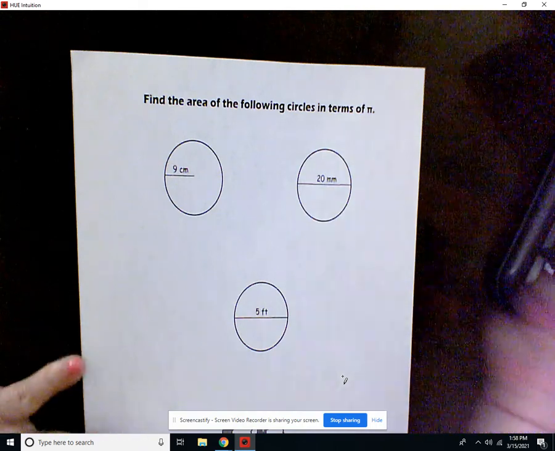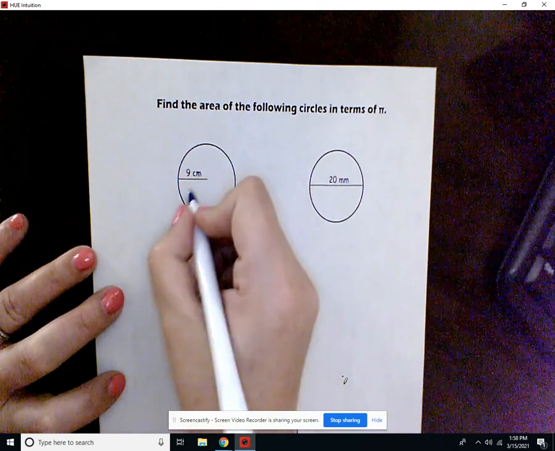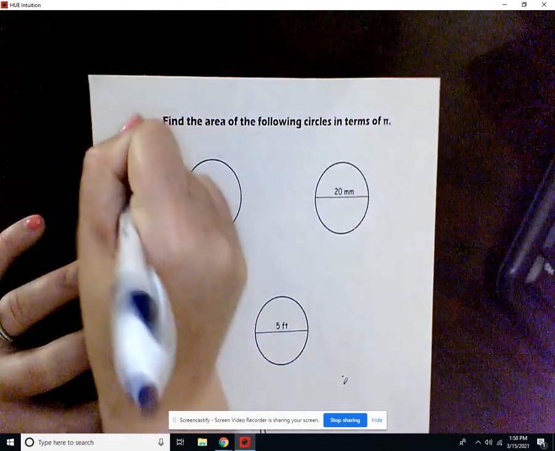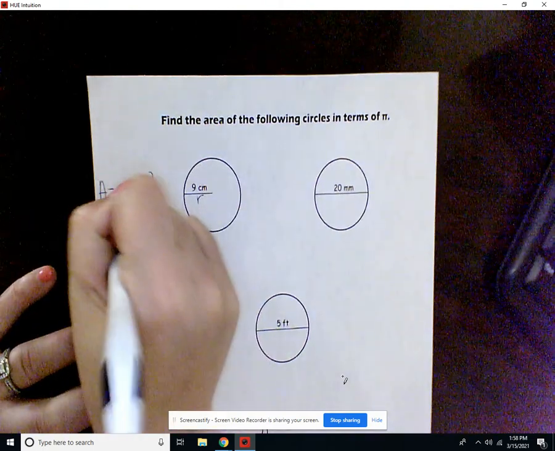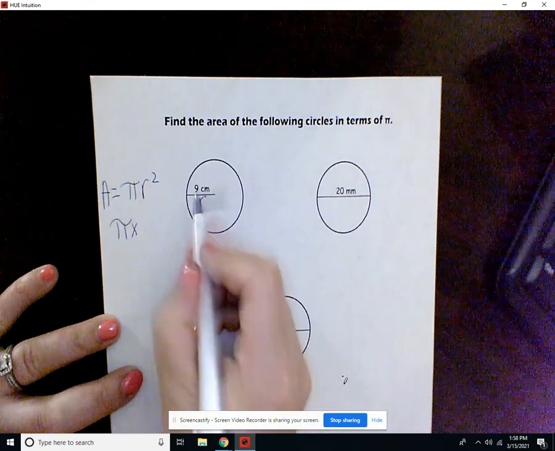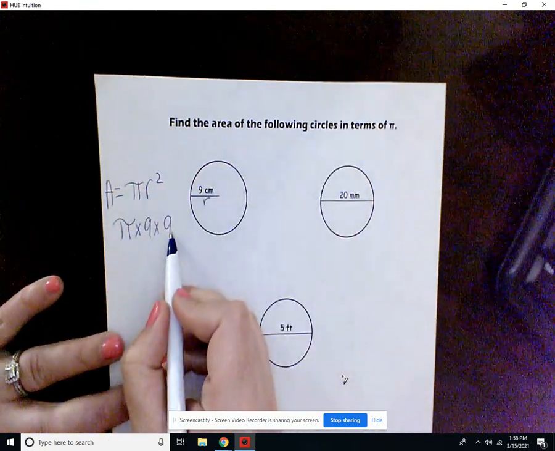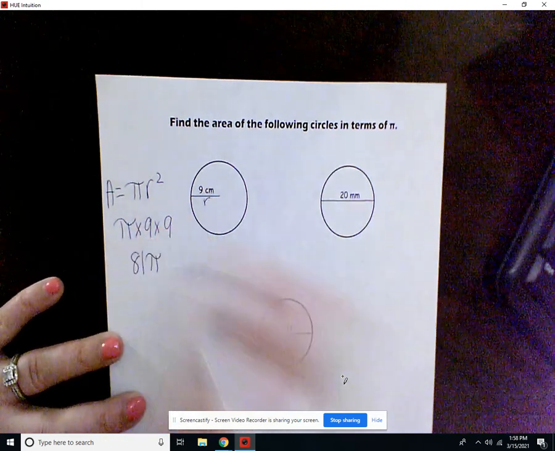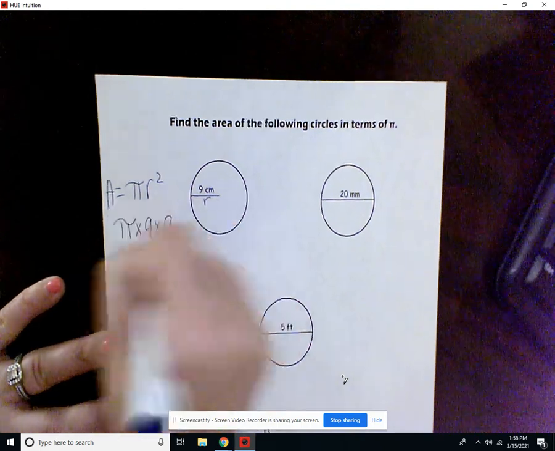Okay, so in terms of pi, remember it means to leave the pi symbol in the formula. So 9 is a radius, so we're going to write it 2 times. 9 times 9 is 81, and then we stick it next to our pi symbol. So we get 81 pi, and this is going to be centimeters squared for area.